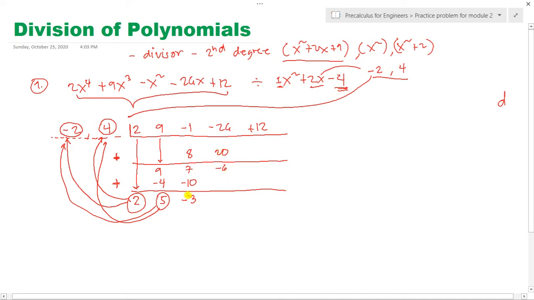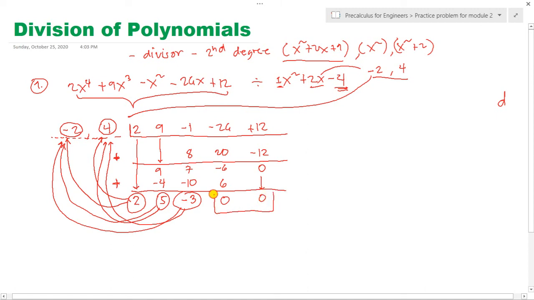And then, sa negative 3 na naman ulit yung i-multiply mo. So negative 3 times negative 2 is positive 6. So, dito malagay again. So, we have 6. And then, negative 3 times positive 4 is negative 12. So, negative 12. And then, add mo, negative 6 plus 6 is 0. Positive 12 plus negative 12 is 0. So, bring down mo siya 0.